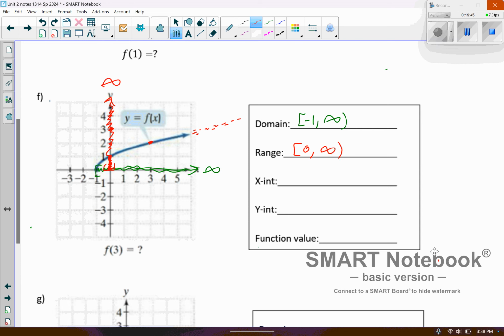And then my x-intercept is at negative 1, 0. And my y-intercept right here is at 0, comma, positive 1. Then we're asked to find f of 3. So find the partner for when x is equal to 3. So when x is 3, y is 2.